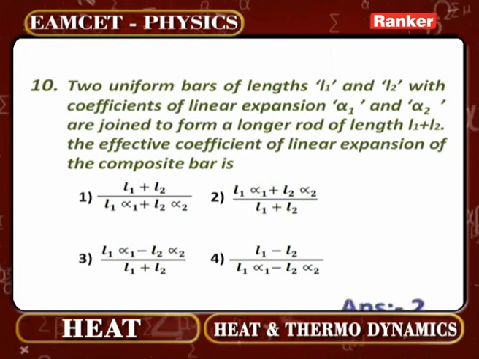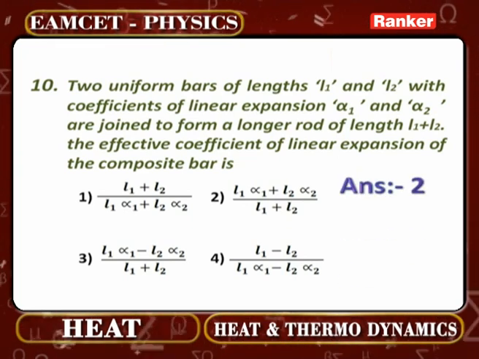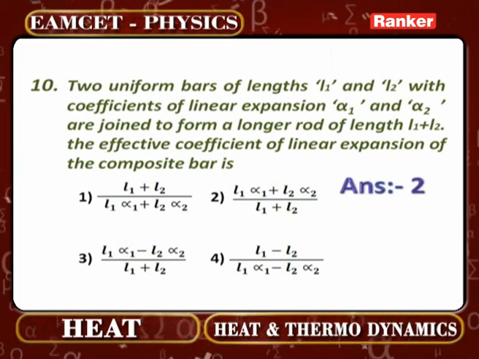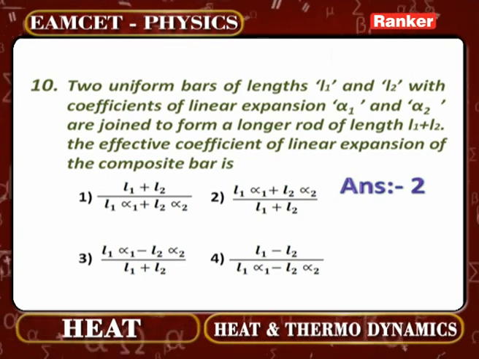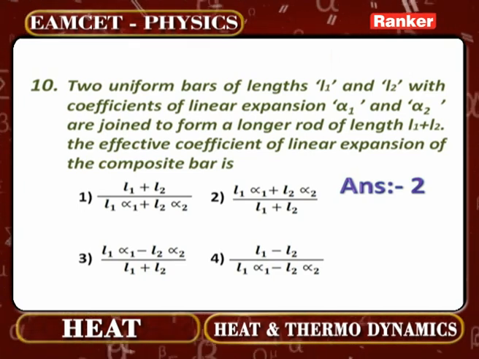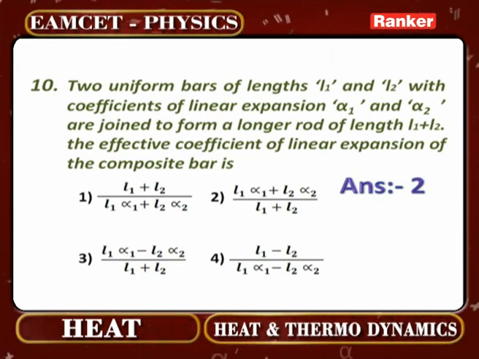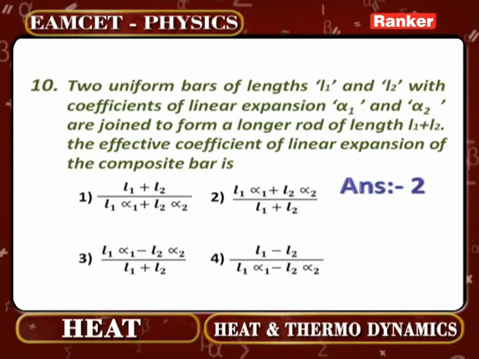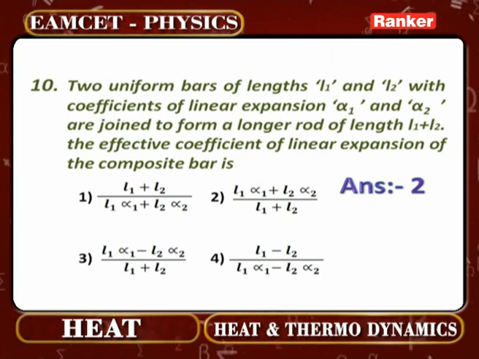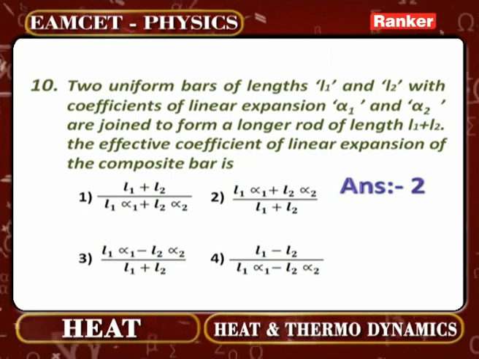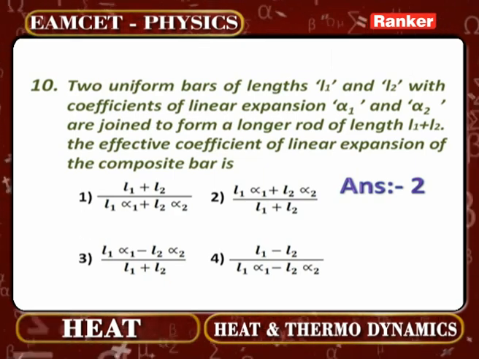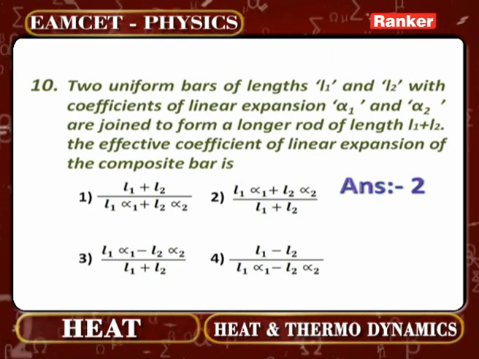Problem number 10. This also has been one of the EAMCET questions earlier. Two uniform bars of lengths L1 and L2 with coefficients of linear expansion alpha 1 and alpha 2 are joined to form a longer rod of length L1 plus L2. The effective coefficient of linear expansion of the composite bar is how much? That is the concept. In fact, we can understand directly.